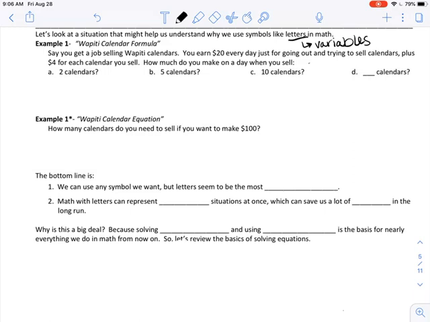Okay, so this is called the Wapiti calendar formula. The Wapiti is the mascot for Elkridge Middle School, and that's not where I teach, but that's where they made these notes. So say you got a job selling Wapiti calendars. You can get a job selling those calendars even if you don't go to Elkridge Middle School. You earn $20 every day just for going out and trying to sell calendars, which sounds like a pretty nice gig, plus $4 for each calendar you sell. How much do you make on a day when you sell 2 calendars?